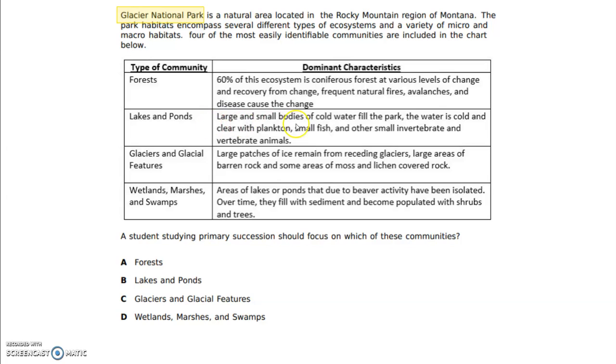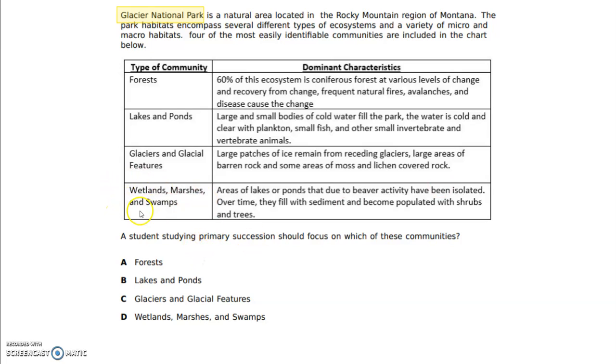In the lakes and ponds, we have large and small bodies of cold water that fill the park. The water is cold and clear with plankton, small fish, and other small invertebrate and vertebrate animals. Lots of diversity there. In the glaciers and glacial features, we see large patches of ice that remain from receding glaciers. There are large areas of barren rock, which is bare rock, and some areas of moss and lichen-covered rock.